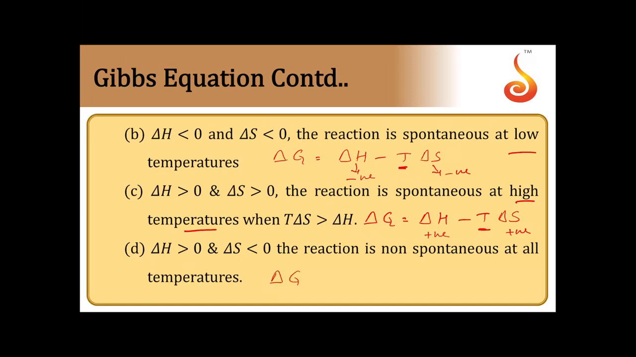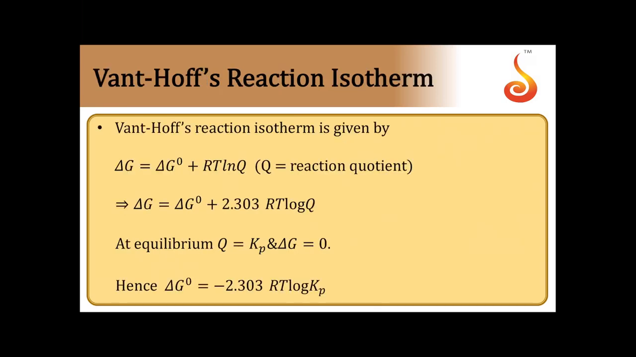If delta H is greater than 0, delta G is equal to delta H minus T delta S. Delta H more than 0 is a positive value, and delta S less than 0 is a negative value. In such a case, the overall delta G value will always be positive, and therefore such a reaction is always non-spontaneous. So the feasibility of a reaction depends upon delta G, which in turn depends upon delta H and delta S values.